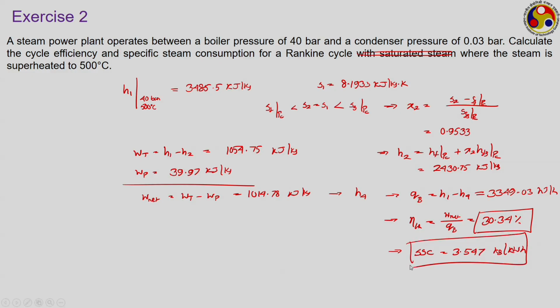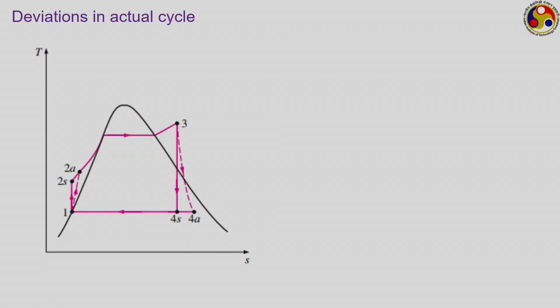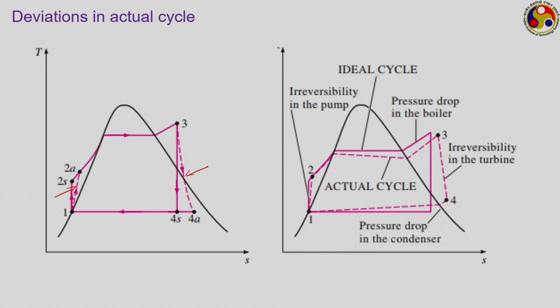So, this problem has demonstrated the use of Rankine cycle with superheated steam at the boiler exit. So, that is it for today. The deviations in the actual cycle I have already talked about. As we have mentioned, we can have isentropic efficiency for turbine and also for the pump, and we can also have pressure losses in the boilers and condensers as shown in this diagram.